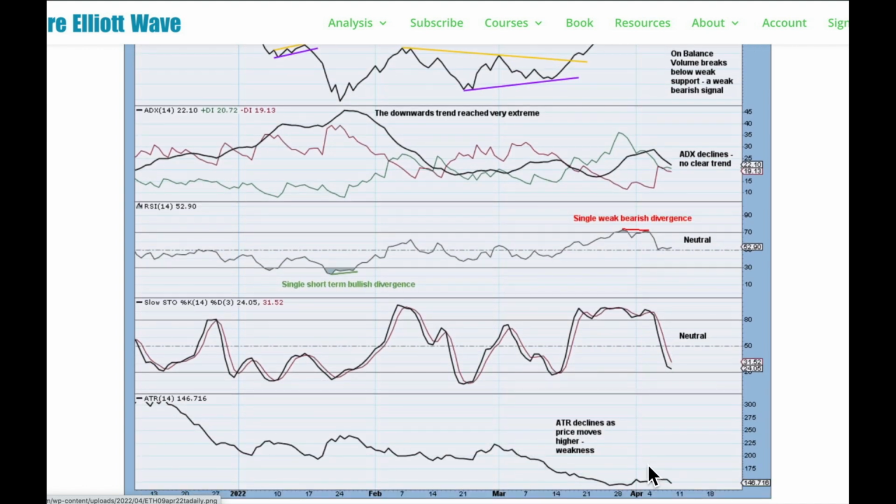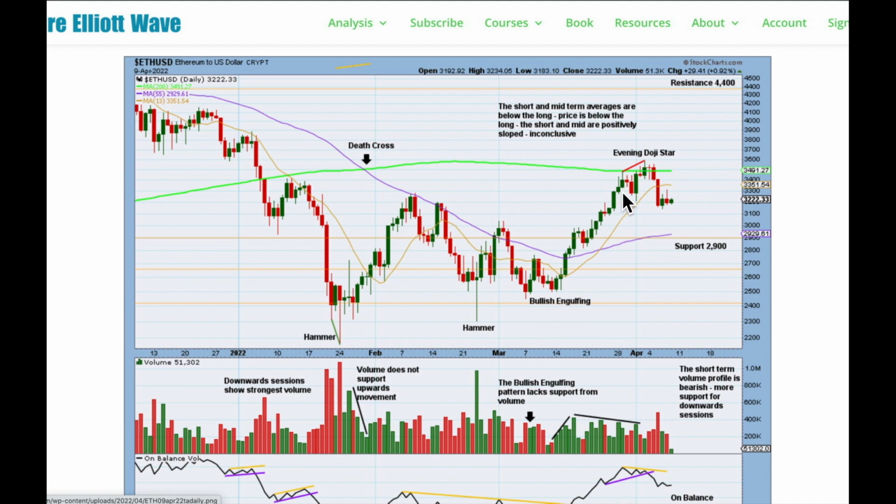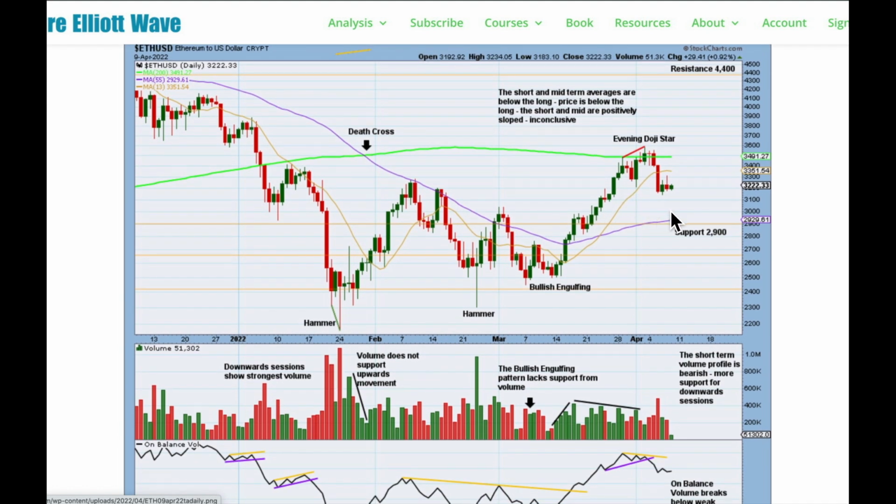Stochastics neutral and ATR declining as price moves higher. We've been over that. There's some weakness in this upward movement. So for the very short term, my conclusion is more downward movement. For the very short term, I'm leaning toward it's more likely than not that there are sustainable lows here and here, but I'm not 100% convinced.